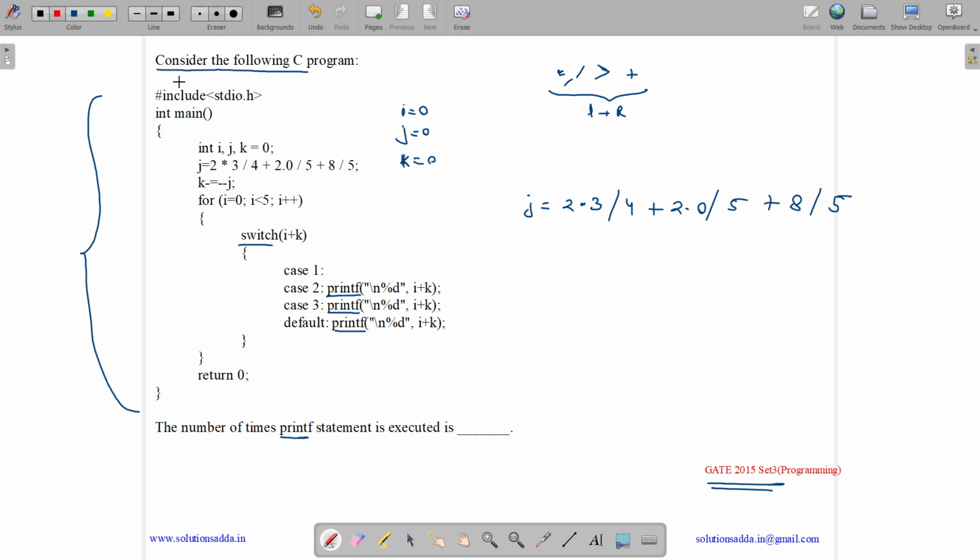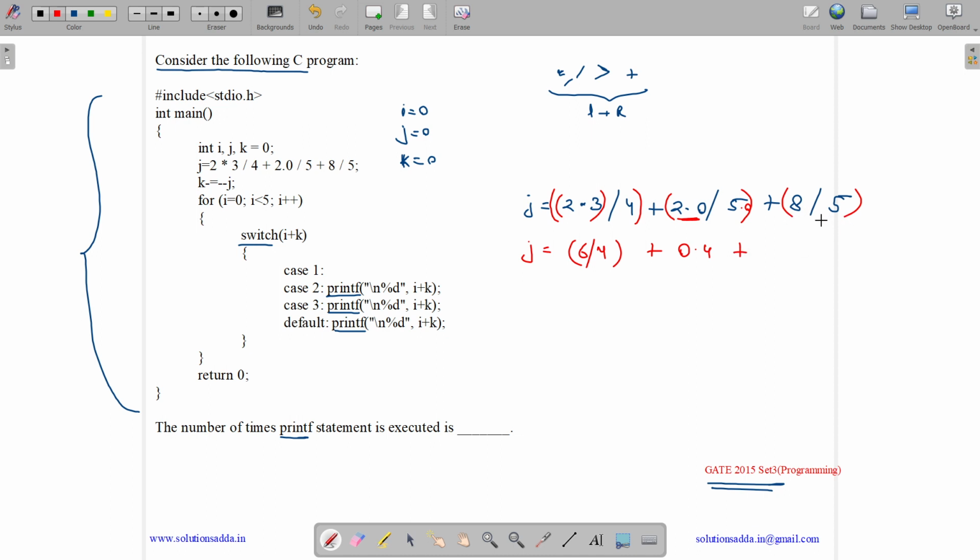Okay. So first we will have 2 * 3, then the result will be divided by 4. Then we will have 2.0 / 5, and then 8 / 5. Let us see how it does. So 2 * 3 is 6. We have 6 / 4 plus 2.0 / 5. 2.0 is a double or floating point number, so we have implicit conversion. 5 is also converted to a decimal value, we get 5.0. So 2.0 / 5.0 is 0.4, plus 8 / 5.